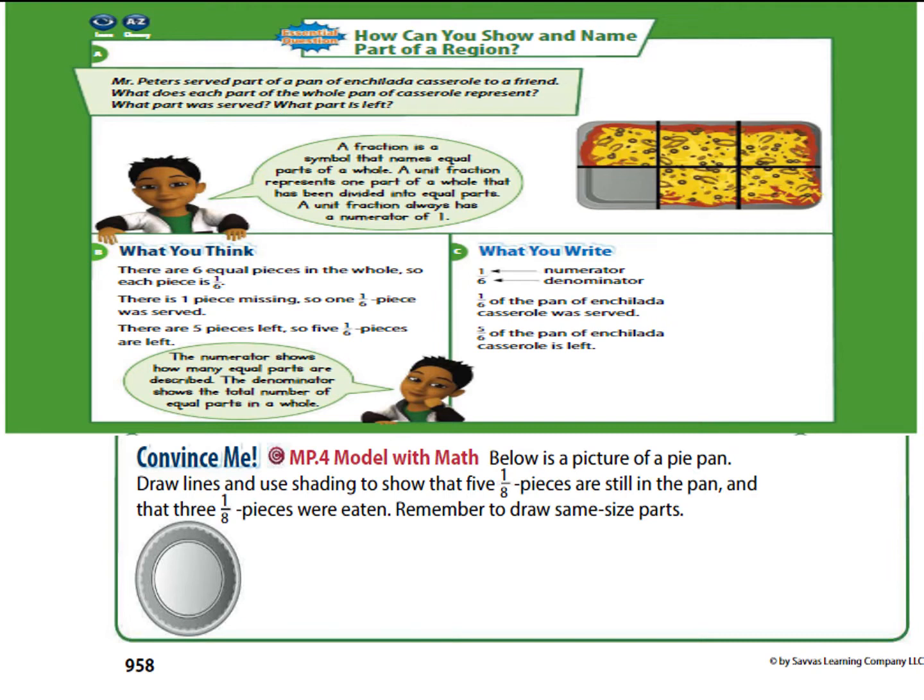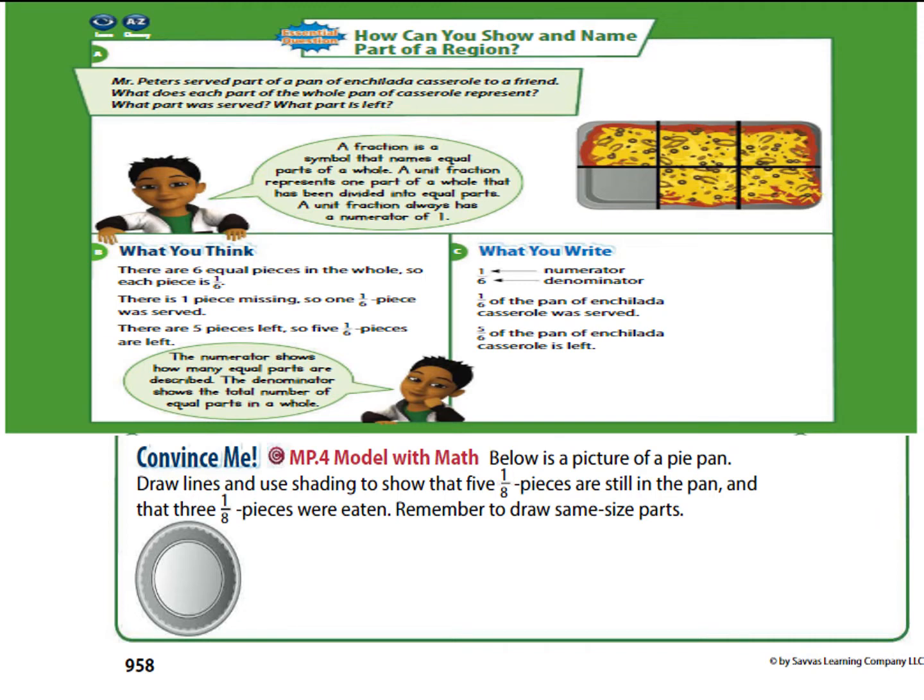Now look at the question down. Below is a picture of a pie pan. Draw lines and use shading to show that 5 pieces of 1 over 8 are still in the pan and 3 pieces of 1 over 8 were eaten. Remember to draw same size parts. Please use a ruler to draw the parts because I need them the same size.